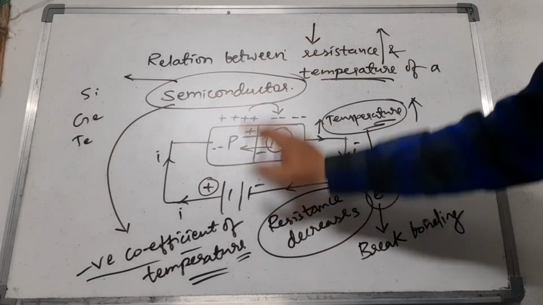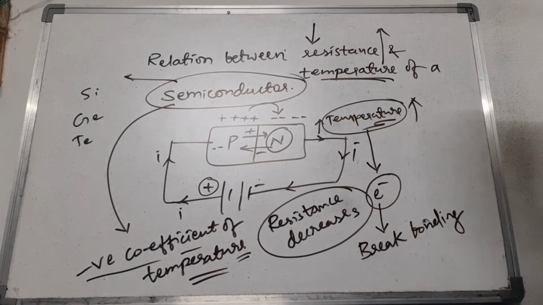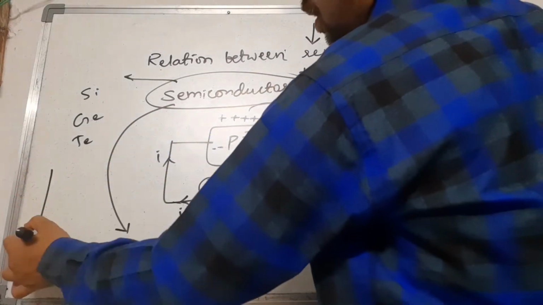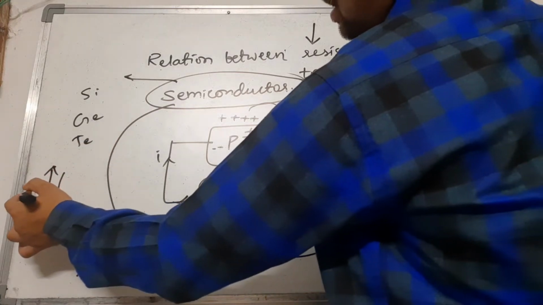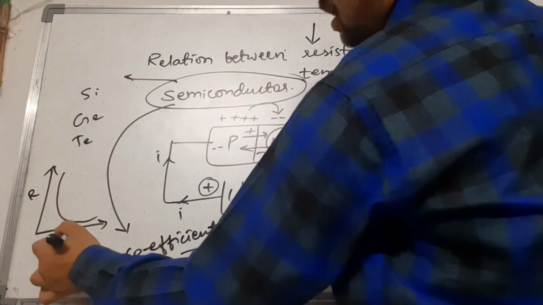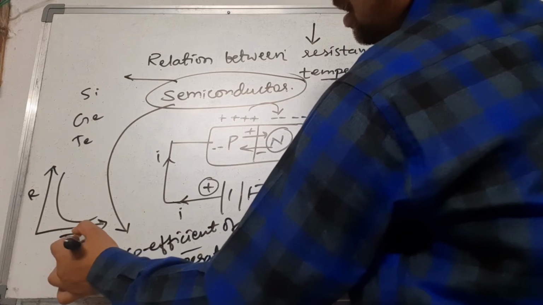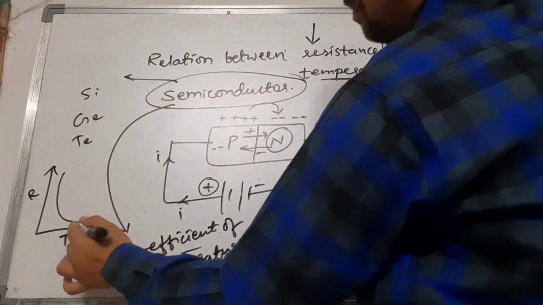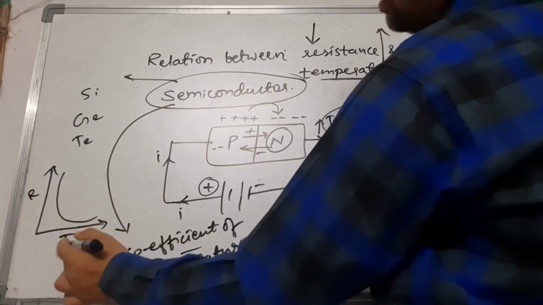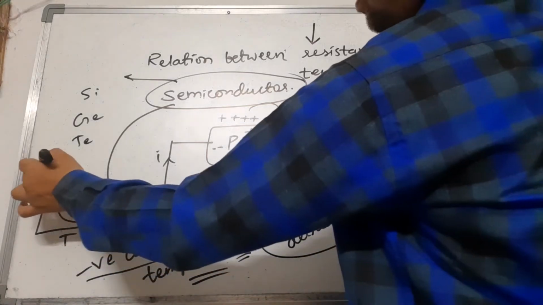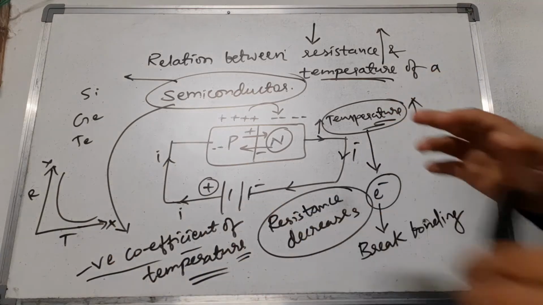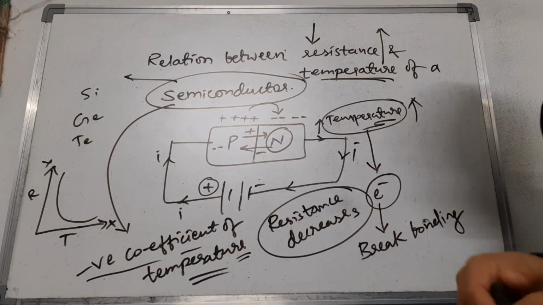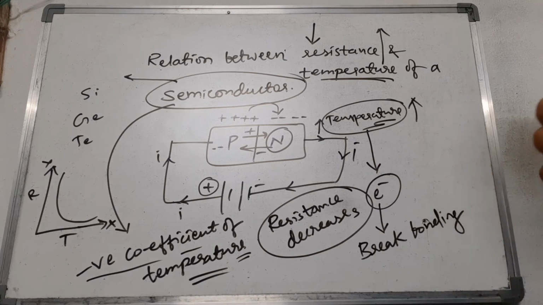What is the relation? They will have a negative temperature coefficient. If you draw a graph between these two, you will get it like this. Take temperature on the x-axis and resistance on the y-axis. You will get a negative temperature coefficient graph like this. This is the graph of resistance of a semiconductor versus temperature.